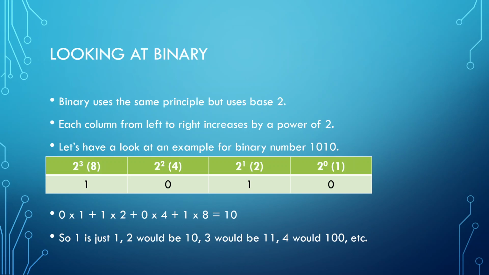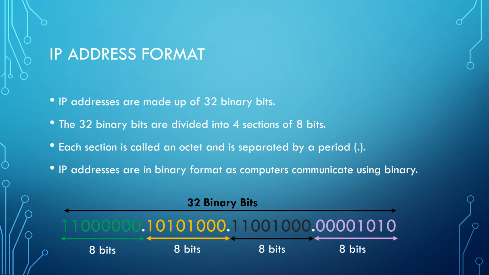Once we have the power of 2 numbers written down, then we just say, okay, what is 1 multiplied by 8, or 0 multiplied by 4, etc., as we have seen in this example.